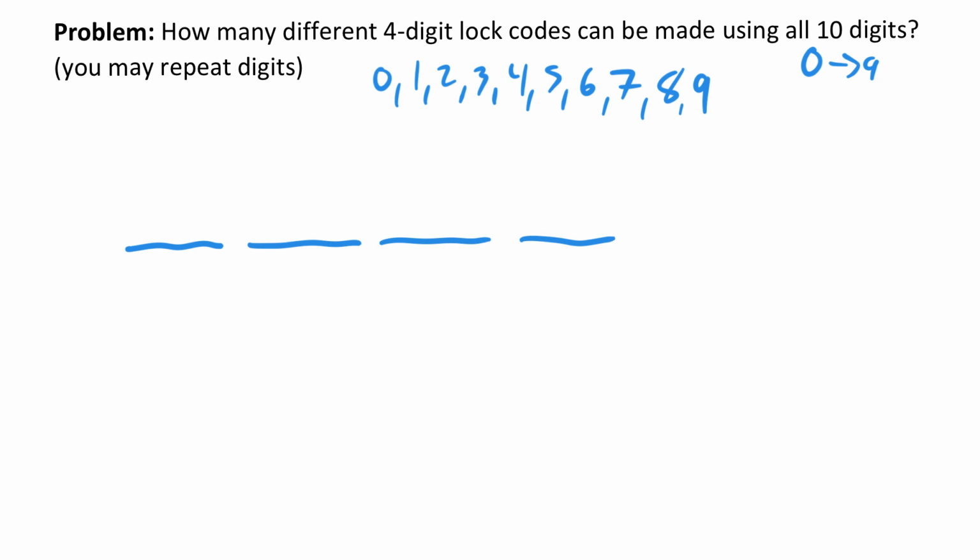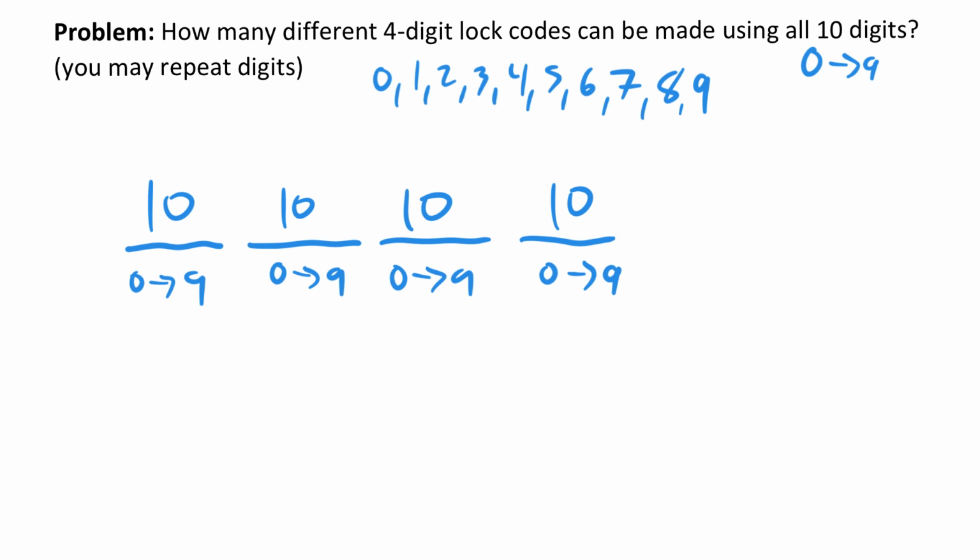But multiplication does seem like a pretty good idea. We have 10 different options for that first digit, right? We could use 0 through 9. Then we have another 10 options for the second digit, because again, you can reuse digits. Your code could be 0000, right? There's no problem reusing digits. You could have 0 through 9 again and 0 through 9 again. So each digit, your first, second, third, and fourth digit, has 10 options. And just like in the last example, we multiplied our options. So 10 times 10 times 10 times 10 gives us 10,000.